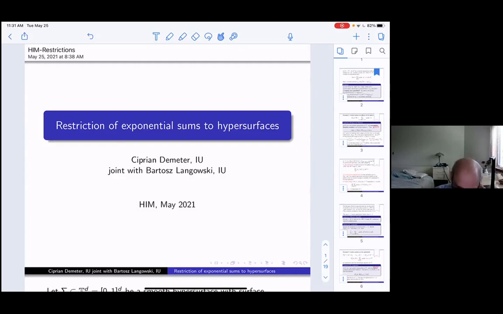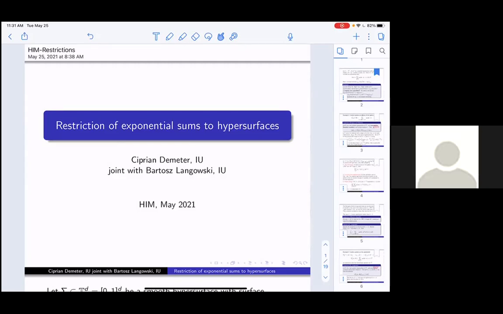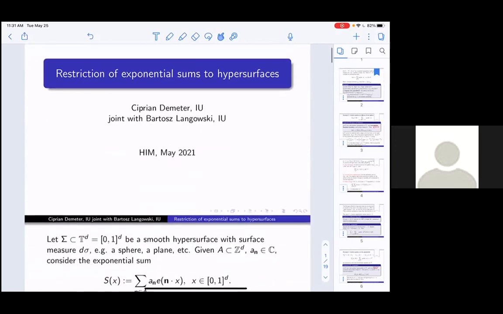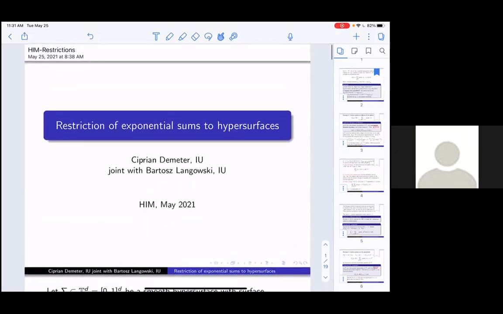And I'm going to try to add a little bit of entertainment to this program. Hopefully, I'll describe some work of interest to both harmonic analysts and number theorists. And this is joint work with my postdoc, Bartosz Langowski from Indiana University.